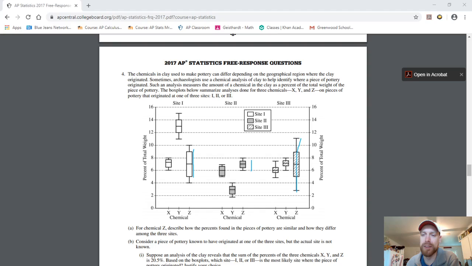Range is the one that varies at all of them, right? Site 3 has the largest range. Site 2 has the smallest range. IQR actually appears to be the same between site 1 and site 3. So probably use range as a better thing, though you could certainly talk about both, and that wouldn't be bad.